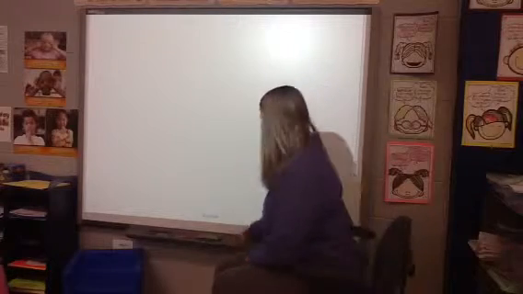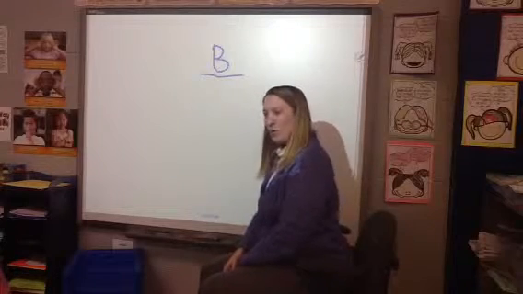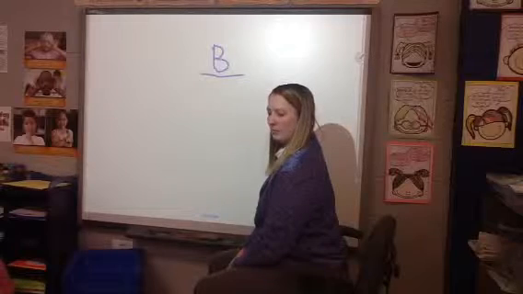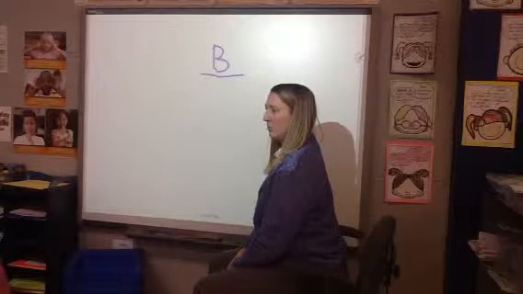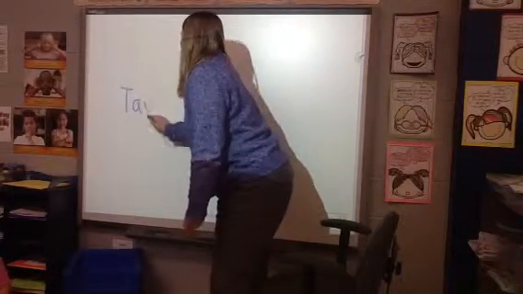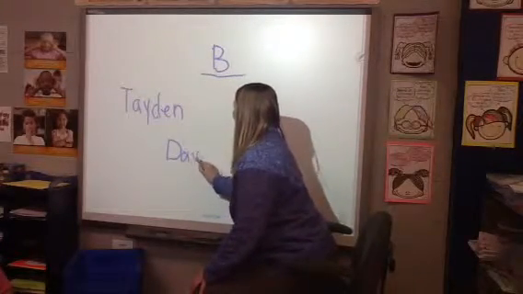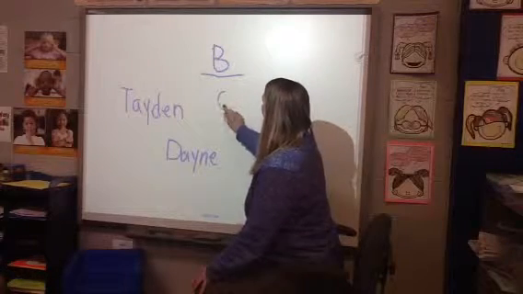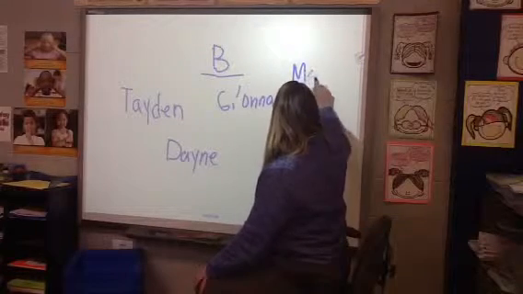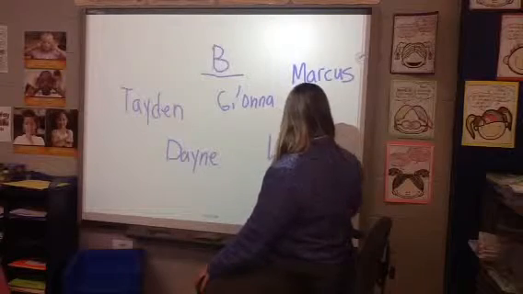If you chose blue, I'm gonna put B up here for blue. Can you stand up? Okay, so we had Tayden chose blue. We had Dane chose blue. We have Gianna. We have Marcus. And we have Elizabeth, right? Okay, go ahead and sit down.